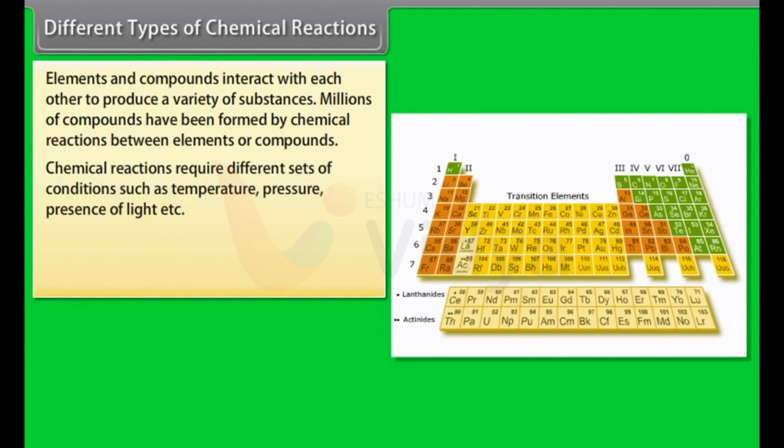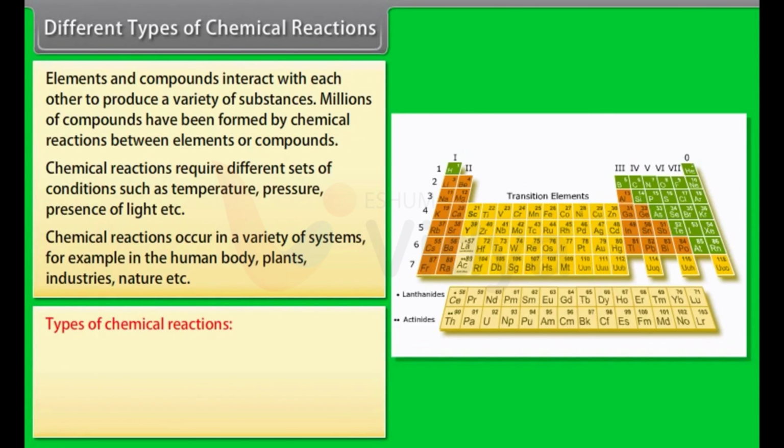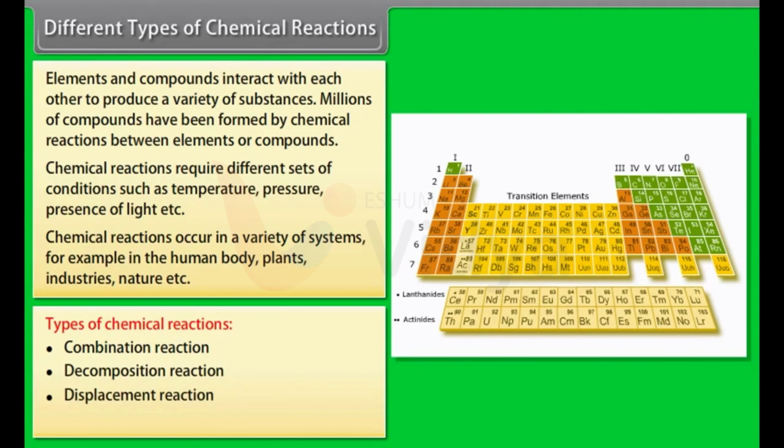Chemical reactions require different sets of conditions such as temperature, pressure, presence of light, etc. Chemical reactions occur in a variety of systems, for example, in the human body, plants, industries, nature, etc. Types of chemical reactions: combination reaction, decomposition reaction, displacement reactions, double displacement reactions.